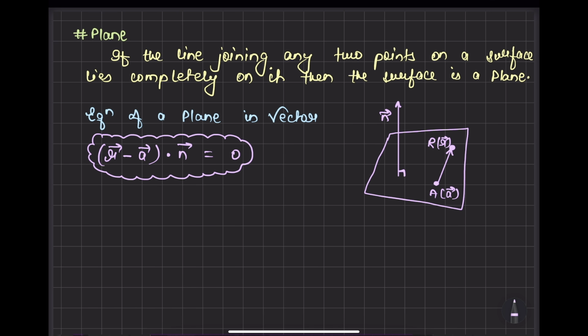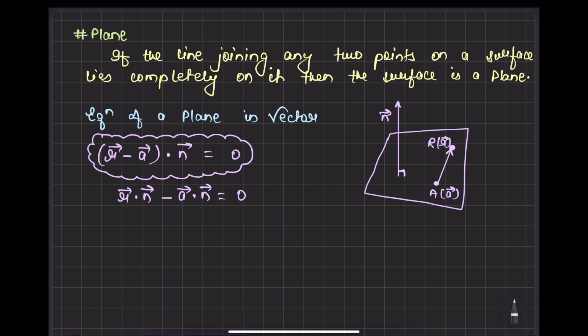Now look at this. Suppose you open this bracket, so you will write R vector dot n vector minus a vector dot n vector equals 0. Now you know that R is a variable point.